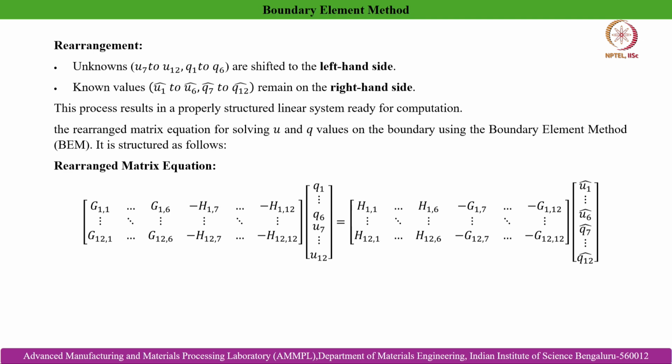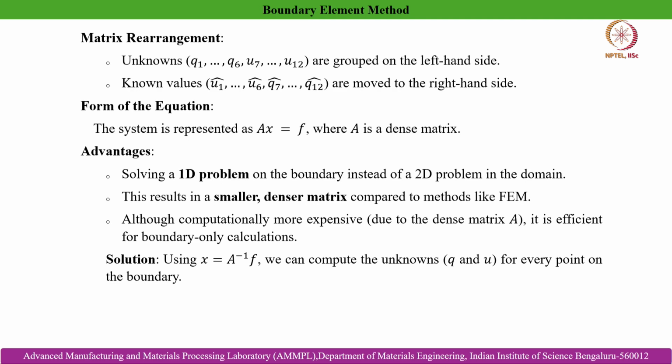So, now we are very much capable of identifying the solutions, because the unknowns are shifted to the left hand side and knowns are shifted to the right hand side. This process results in a properly structured linear system ready for computation. So, the rearranged matrix equation for solving U and Q values on the boundary using the boundary element method is structured as below. This system can be represented as Ax = F, where the value of x can be found by matrix inversion, that means x = A inverse F.